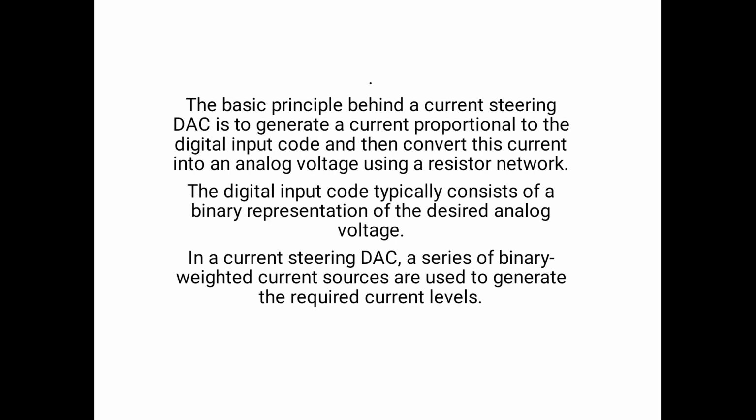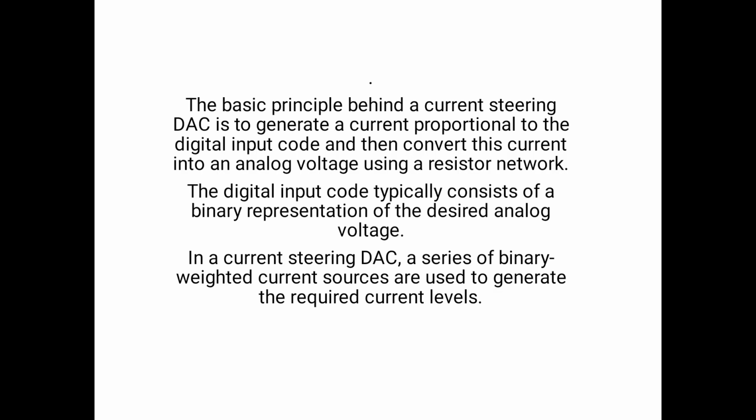The basic principle behind a current steering digital to analog converter is to generate a current proportional to the digital input code and then convert this current into an analog voltage using a resistor network. The digital input code typically consists of a binary representation of the desired analog voltage.